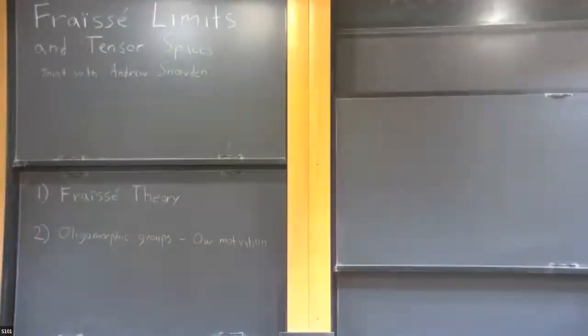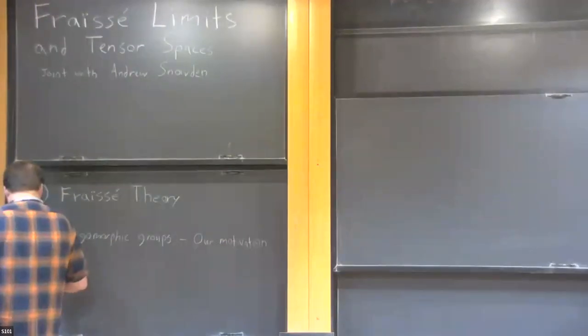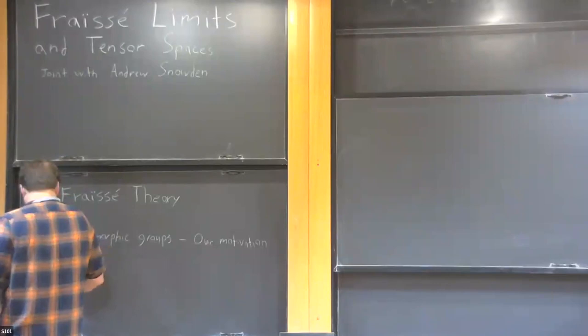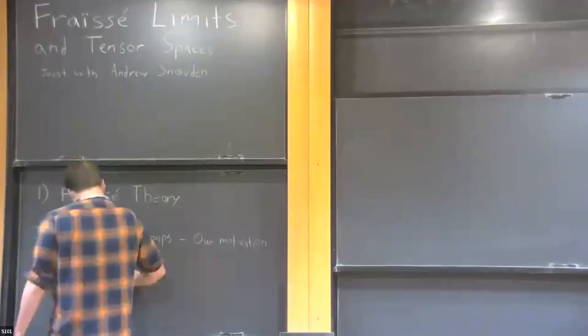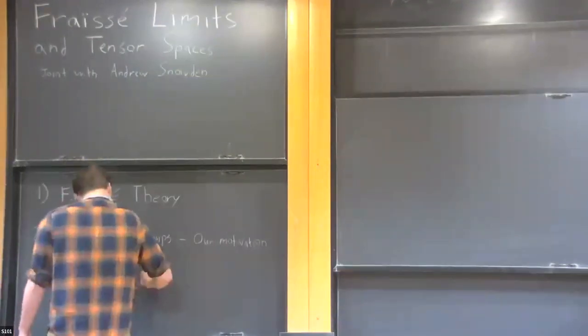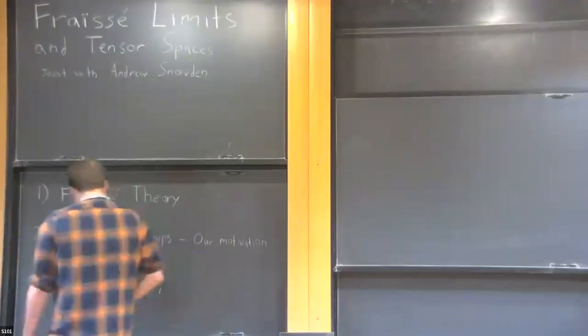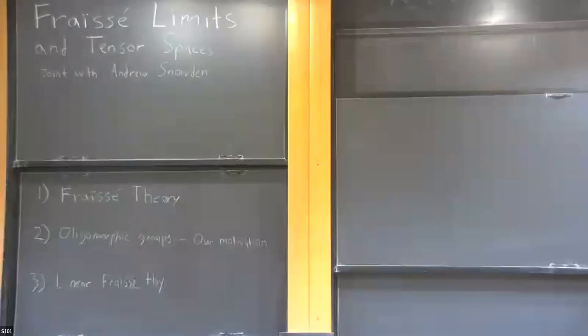I probably have different goals from many of you. I'm a representation theorist. We got into this stuff for our own reasons, which I'll touch on a little bit in the second part, where I'll talk about what I'll call linear Fraisse theory. We'll get into what we actually apply this to and the modifications needed to make it work in that setting. All right, so that's the plan.